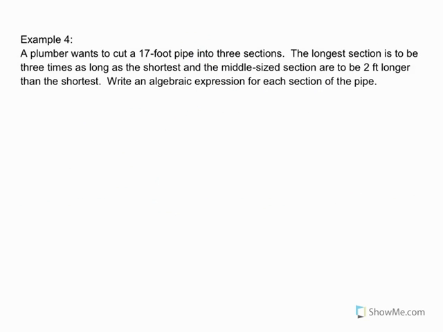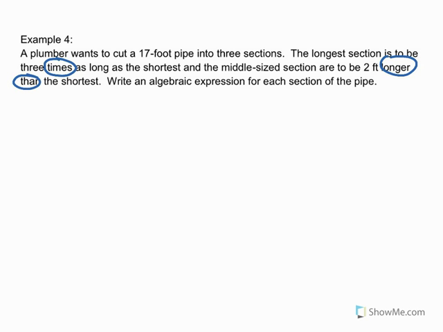We'll read the next example, and again, start practicing while you're reading these to look for those keywords that you have learned about. So we know that a plumber wants to cut a 17-foot pipe into 3 sections. The longest section is to be 3 times, that's a keyword, as long as the shortest, and the middle size section is to be 2 feet longer than, that's another keyword, than the shortest. Write an expression for each section of the pipe.